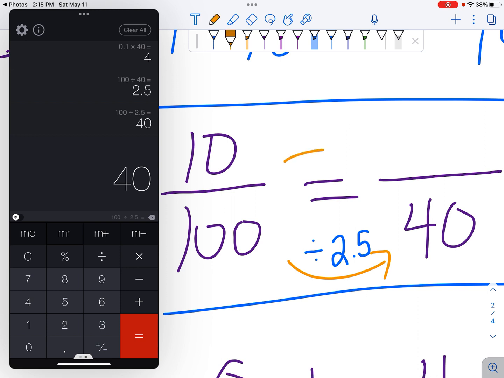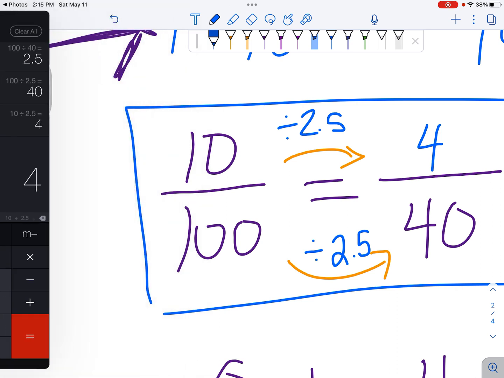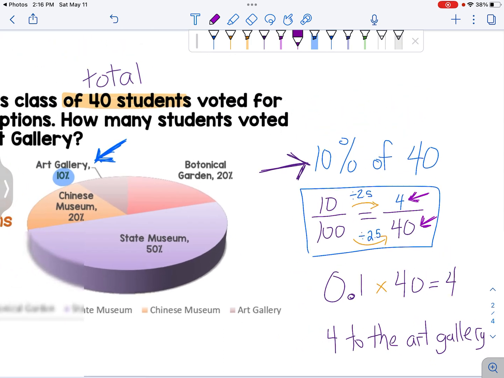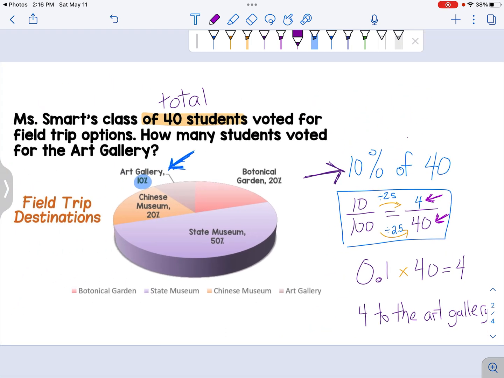So then I have to do the same thing up on the top. Divide by 2.5. 10 divided by 2.5 is 4. So you can see that we got the same answer. 10% is the same as 4 out of 40 total kids. Both ways will get you the correct answer. There's no wrong way to do this if you can get the answer that it's supposed to be.